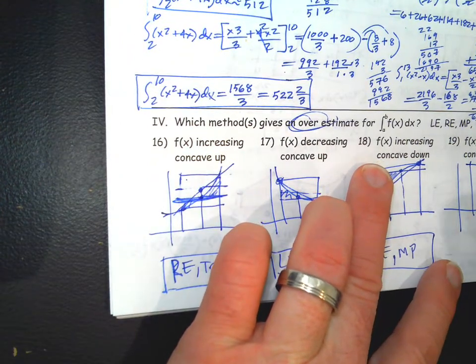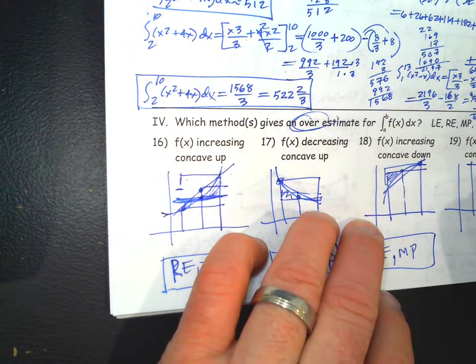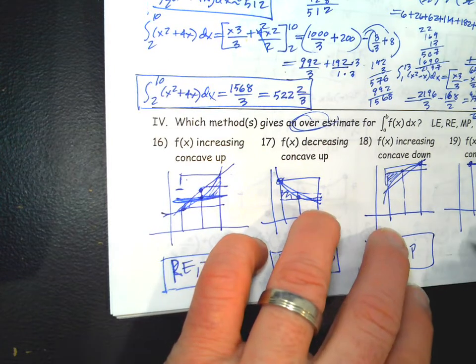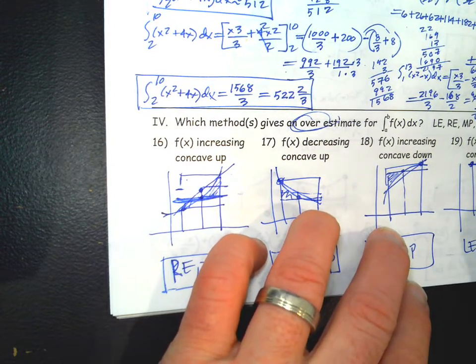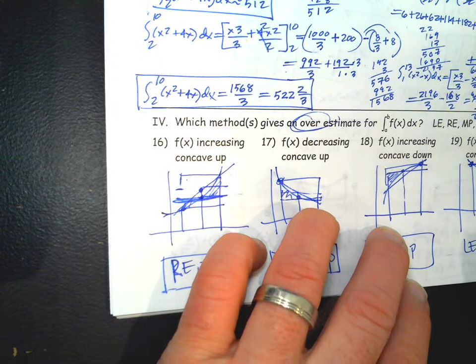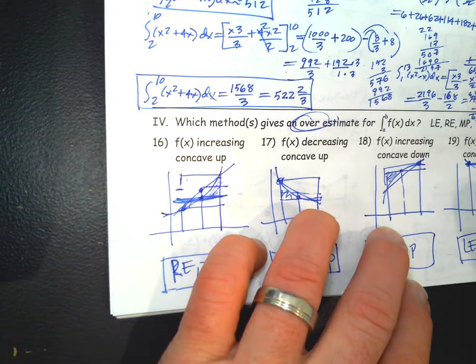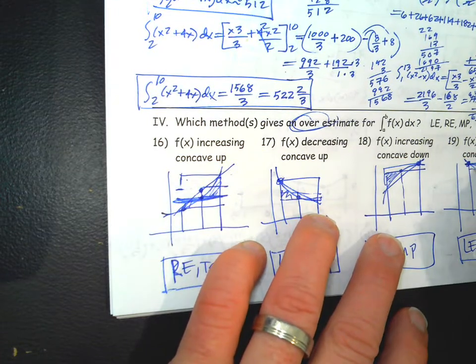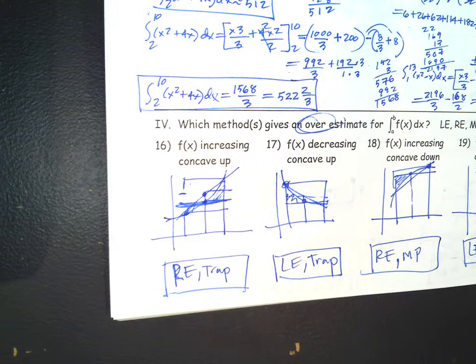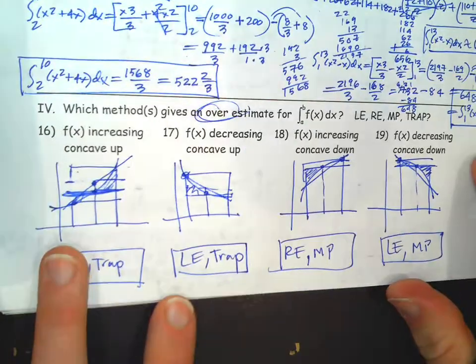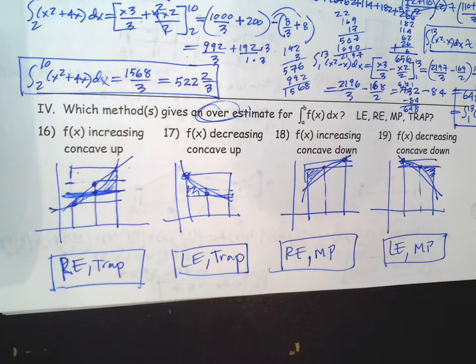Okay, decreasing and concave down. Left end is going to be the overestimate for left and right. Trapezoid is going to be underestimate, which means midpoint should be the overestimate, if you remember that. But if you draw the picture, it should kind of make sense. You're getting more over than under because it's concave down. So there you go. That's it.